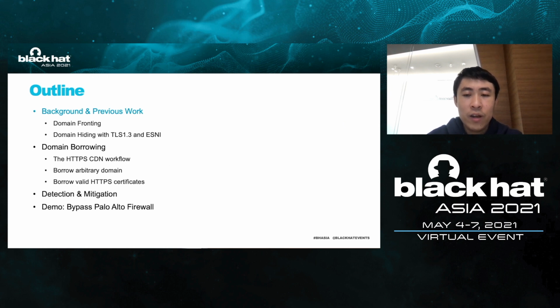We will first see how people previously hid C2 traffic using domain fronting and domain hiding. And then we will show how HTTPS CDN works and how we use some features in CDN implementations to break the workflow and hide our C2 traffic. You will know what domain borrowing is and how it works. Finally, we will provide some detection methods and mitigations.